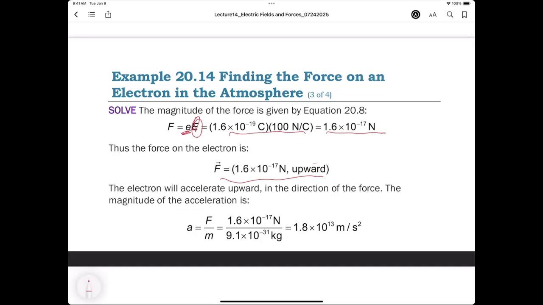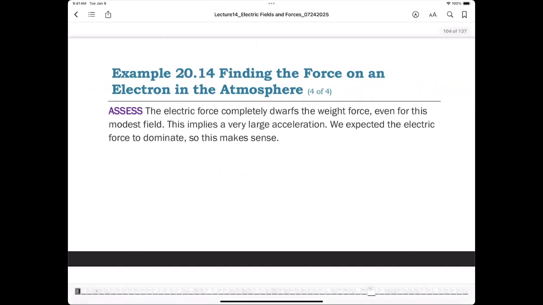The magnitude of the acceleration is this one. It should be F divided by mass. And this is the magnitude of the acceleration. Does it make sense to you? You can see the electric force completely dwarfs the weight force, even for this modest field. This implies a very large acceleration. We expected the electric force to dominate, so this makes sense.